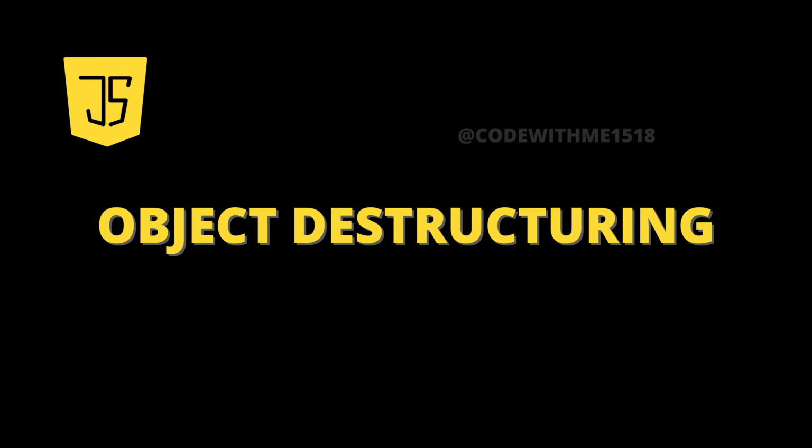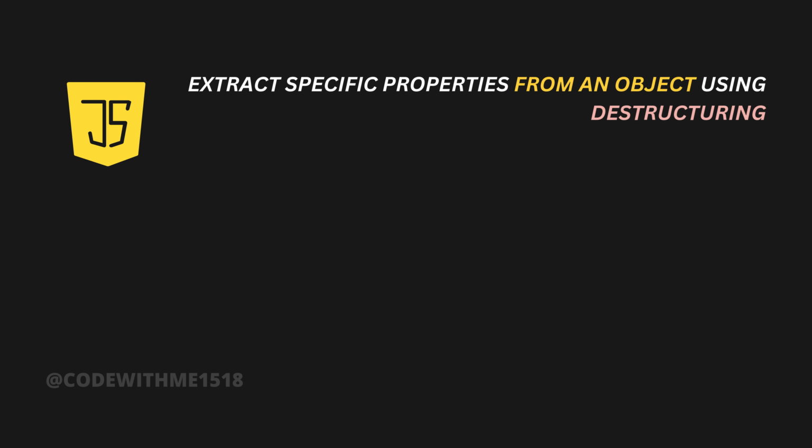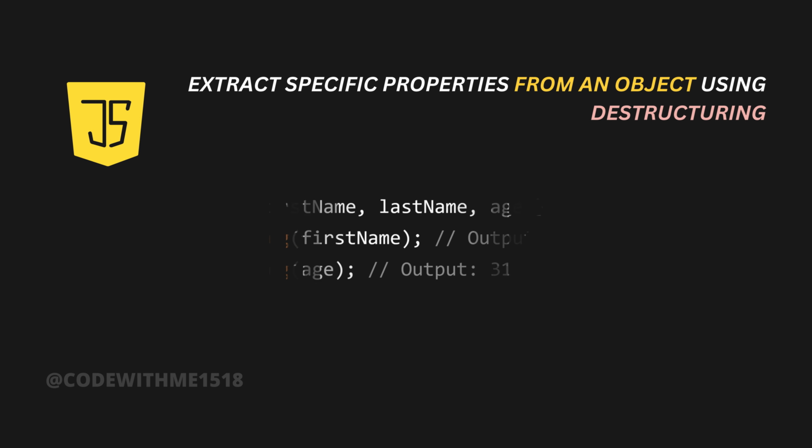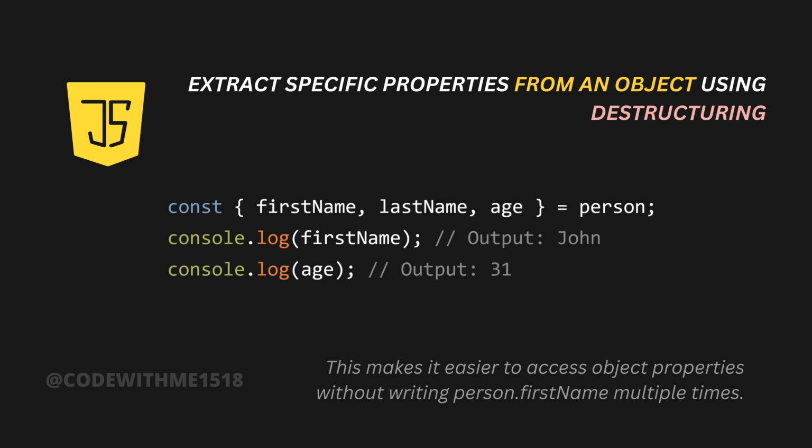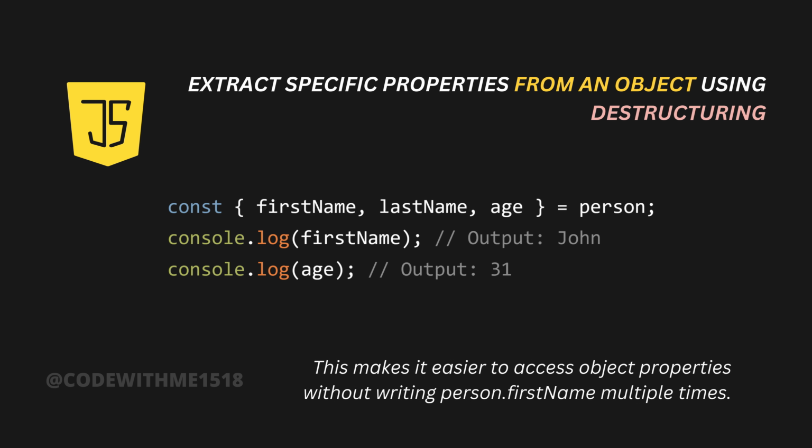Object destructuring. JavaScript allows us to extract specific properties from an object using destructuring. const { firstName, lastName, age } = person. console.log(firstName). Output: John. console.log(age). Output: 31. This makes it easier to access object properties without writing person.firstName multiple times.